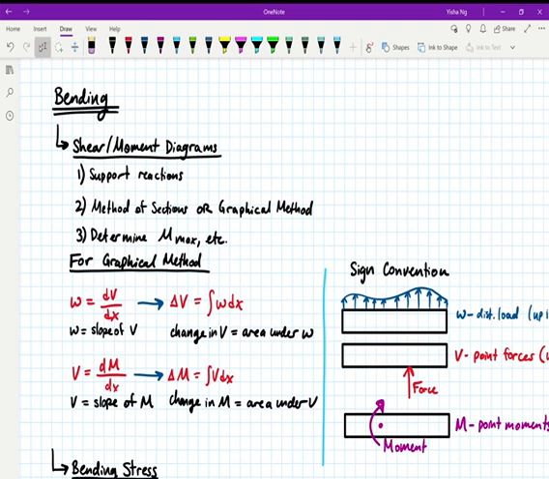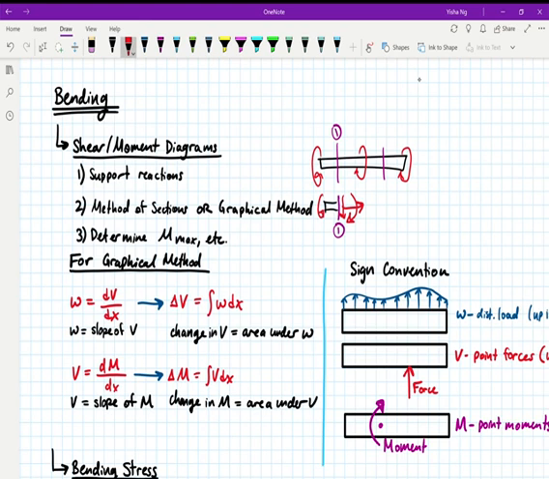After you find your support reactions, you can use either method of sections or the graphical method. Method of sections is what you're going to remember from before, where we have a beam, and you can make cuts at all the different locations where there's maybe a torque acting on it, and you're going to evaluate your reactions at the cut. So if I have a cut here, 1, then I might draw this portion. I'll include this torque, and then I'll have my reaction forces here, maybe a moment, and a shear force.